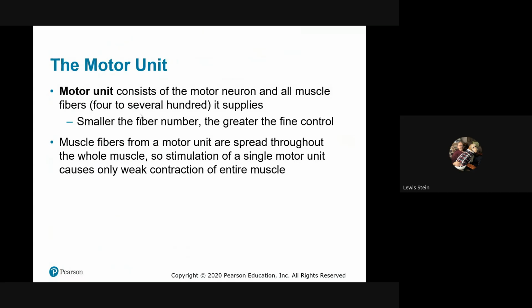We control them very, very precisely. And that's it. And they're spread throughout. Muscle fibers are all throughout the muscle. So a stimulation of a single motor unit only will generate a weak contraction. It's not like we're just going to keep stimulating one spot. It just doesn't work that way.